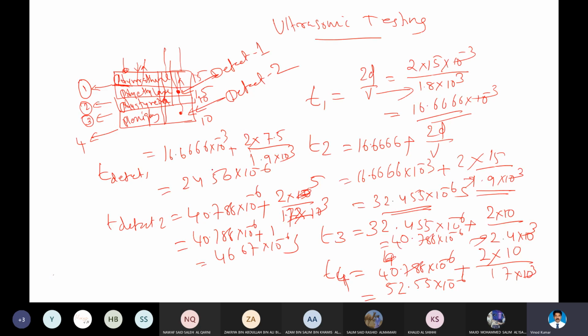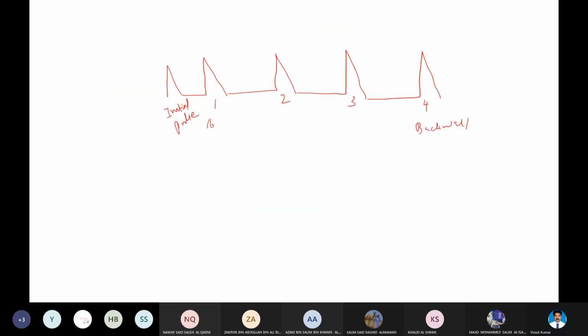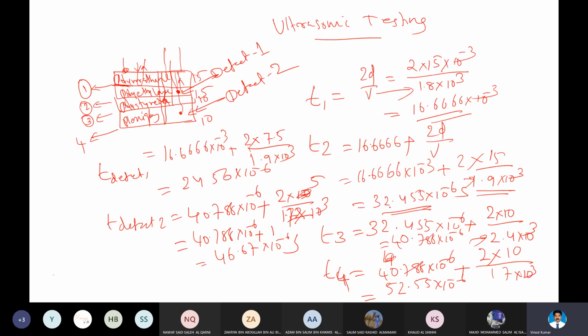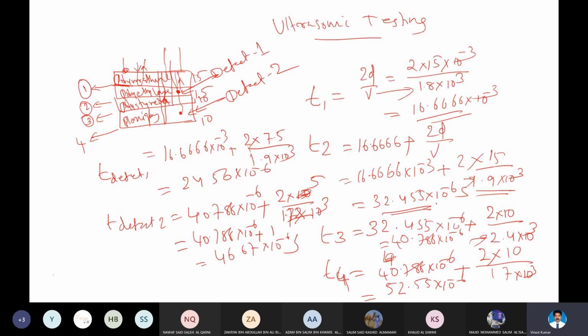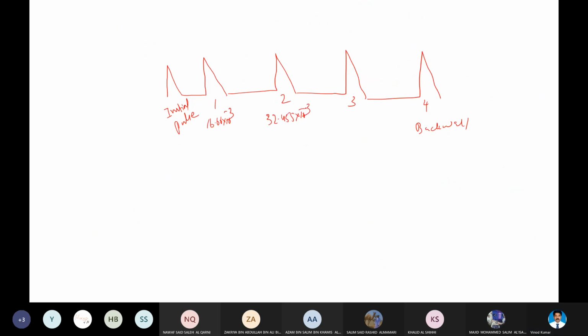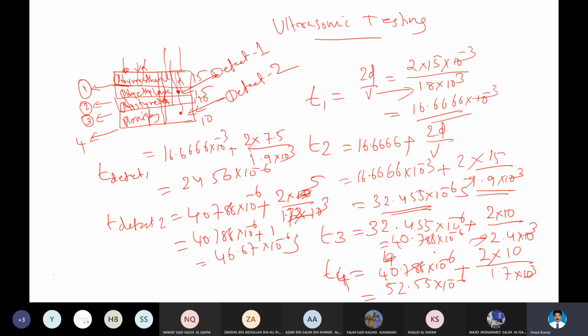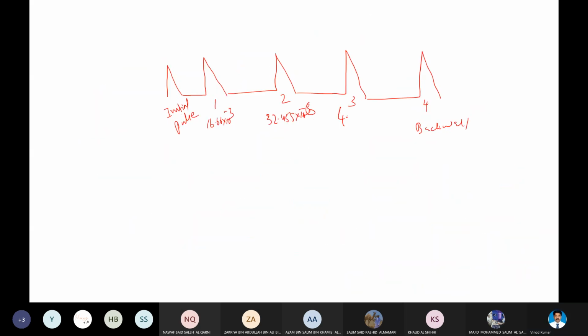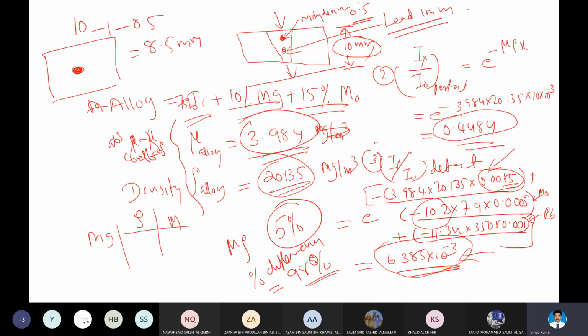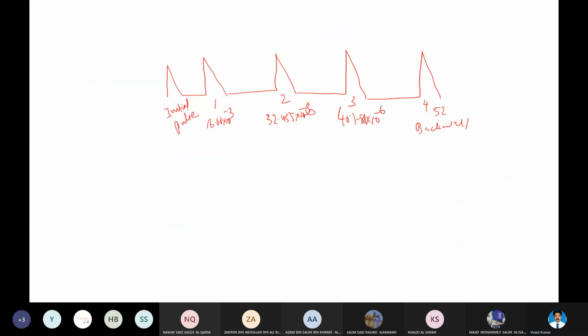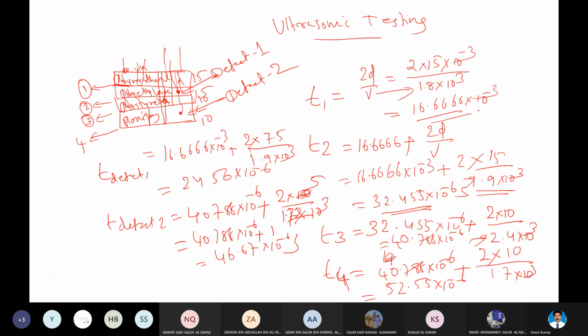Now I can write the values here. T1 is 16 point minus 3. Then here T2, 32.455 minus 3, or minus 6. Sorry, it is minus 6. And here 40.788 minus 6. And the back wall, 52.55 minus 6.